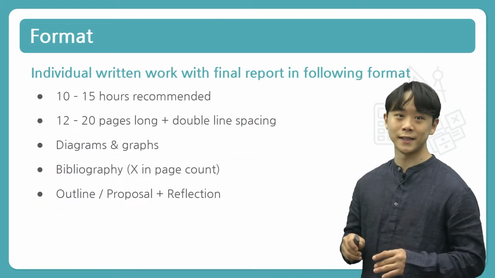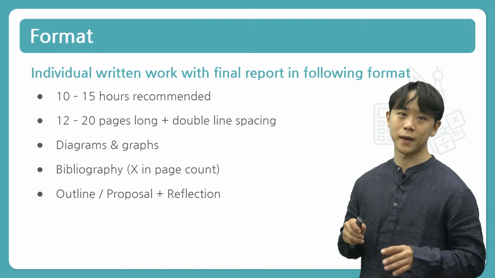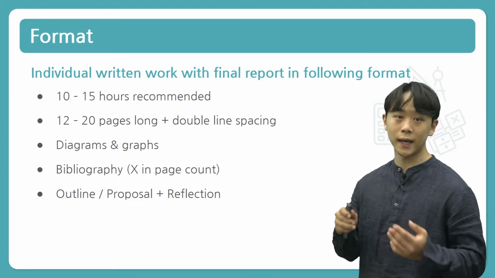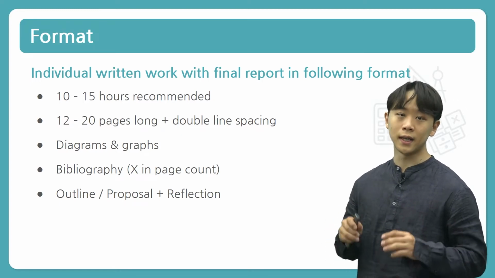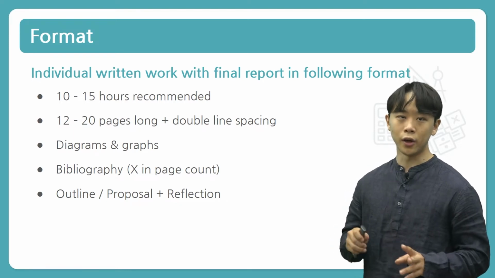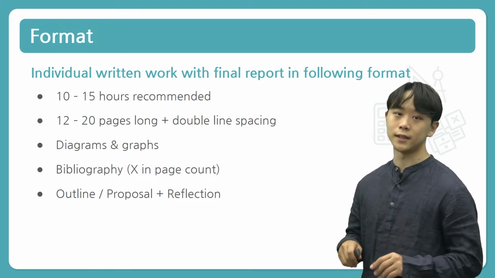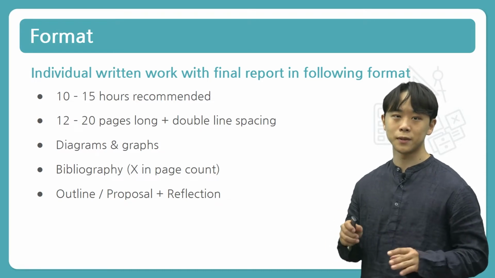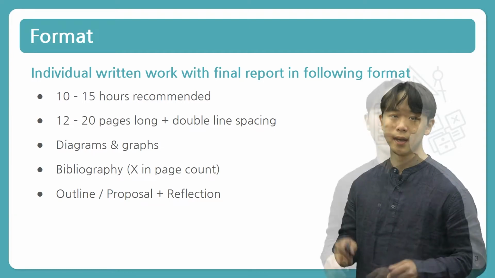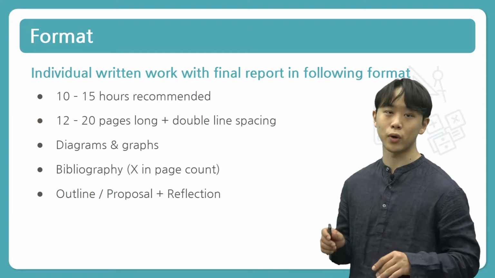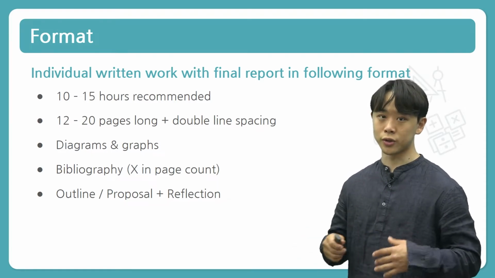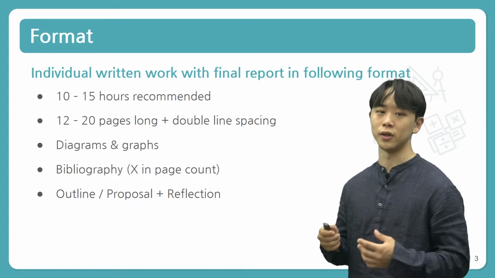The format of the IA is as follows. Students are recommended to spend about 10 to 15 hours towards this project, and the 12 to 20 page count with double line spacing includes any formulas, charts, tables, graphs, and appendices. Note, however, that the bibliography is not included in the page count, so some students may have an IA that's slightly longer than 20 pages because they have a works cited list. In addition, some teachers and schools may require additional work, such as outlines, proposals, and reflections in order to verify the authenticity of the student's work.